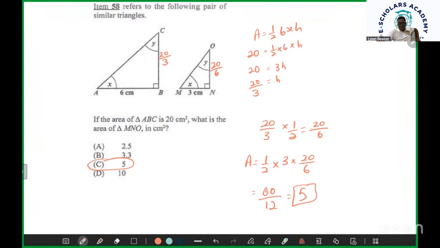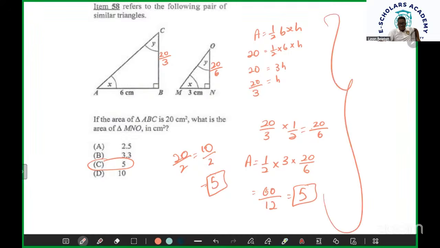An easy way to do all of this: if this is 6 and this is 3, we half the area one time. So this is 20, we half 20, that will give me 10. And then also I half the height as well. So that means I gotta halve the answer again. So 10 divided by 2 is also 5. So this is another way to find the answer rather than going through all of this. All right, you just half it twice to get the answer.